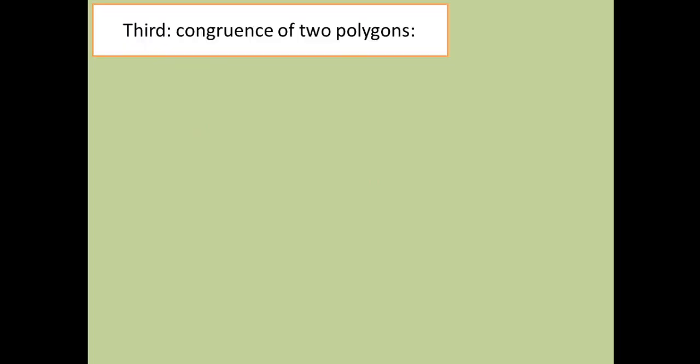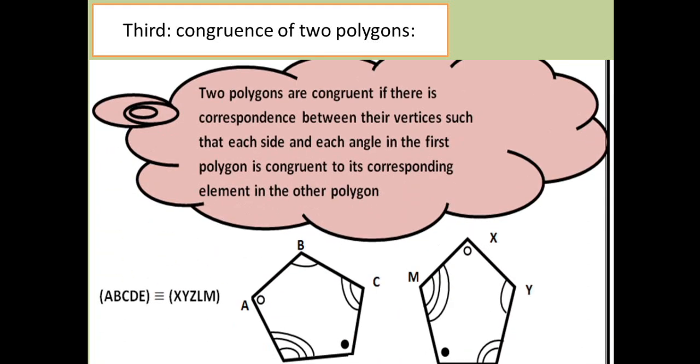Third, congruence of two polygons. Two polygons are congruent if there is a correspondence between their vertices such that each side and each angle in the first polygon is congruent to its corresponding element in the other polygon. We have a polygon ABCDE congruent to XYZLM.